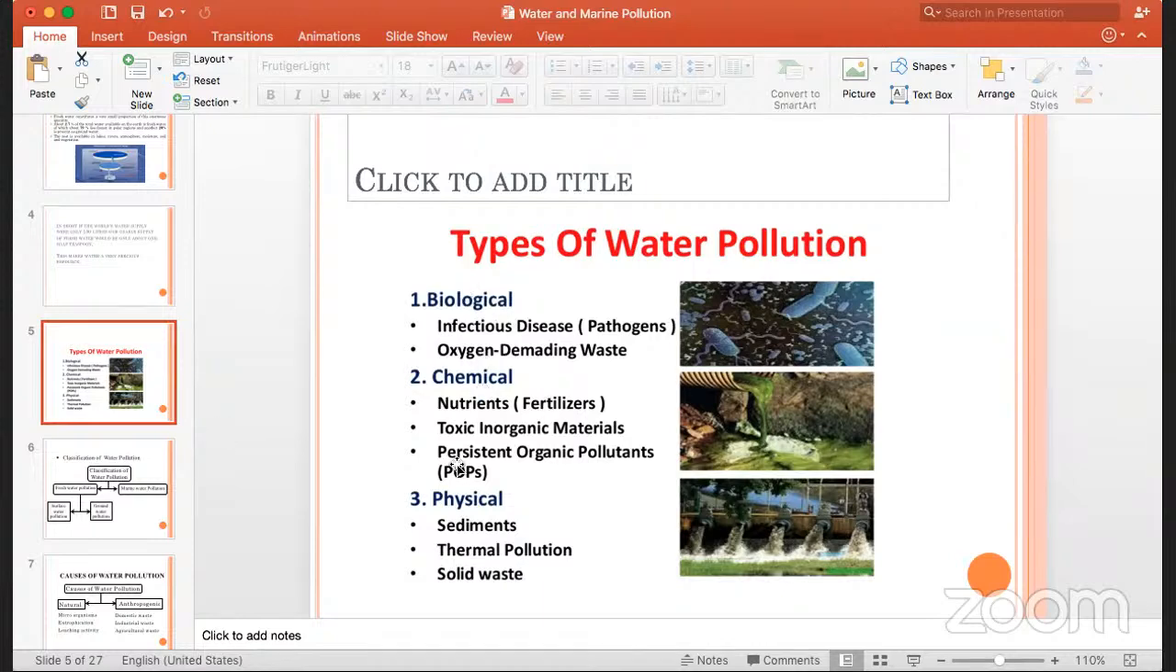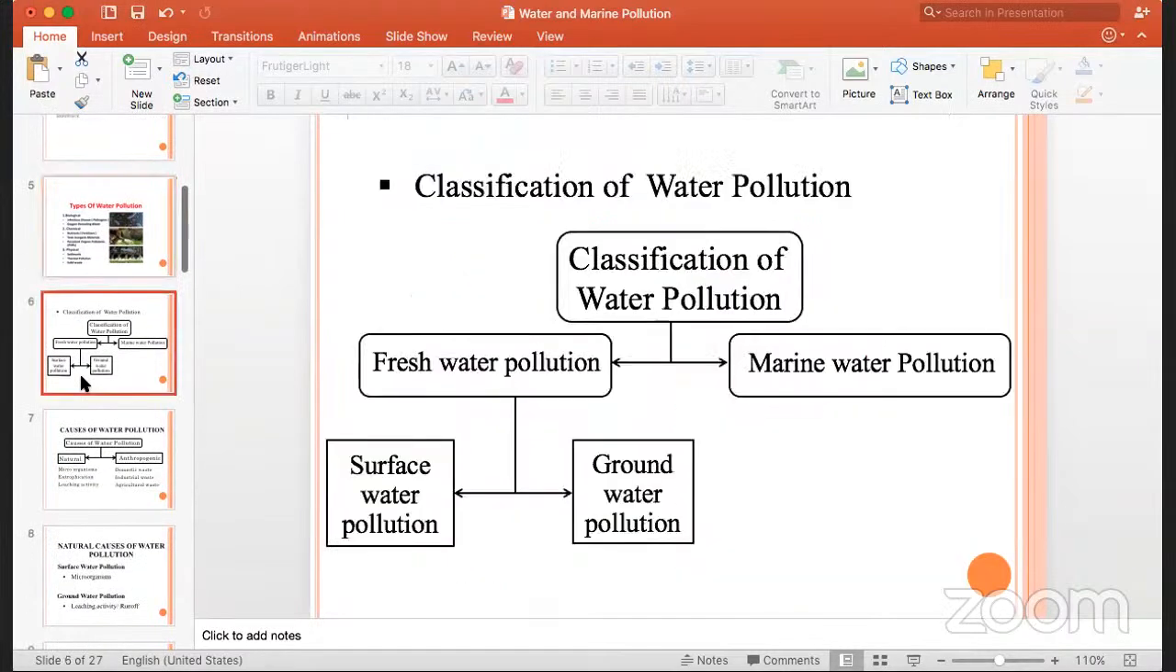Physical. These were the three types of water pollution. You can also talk of water pollution as freshwater pollution and marine water pollution.